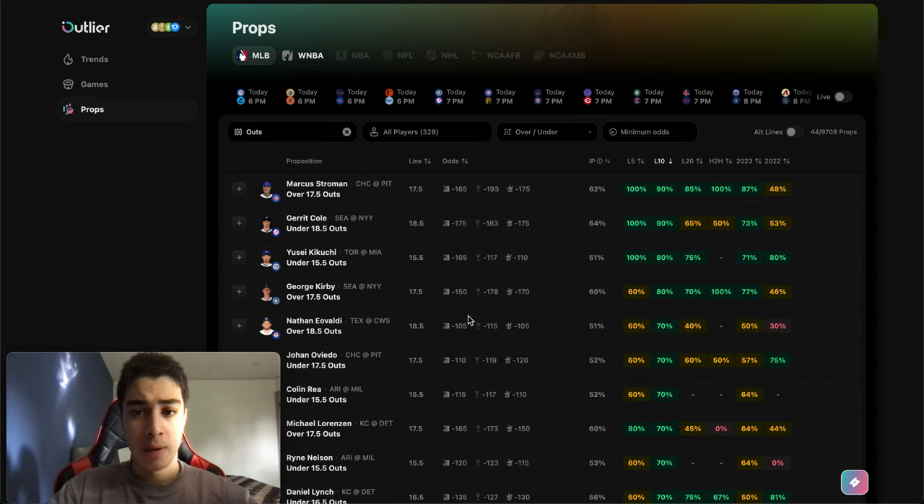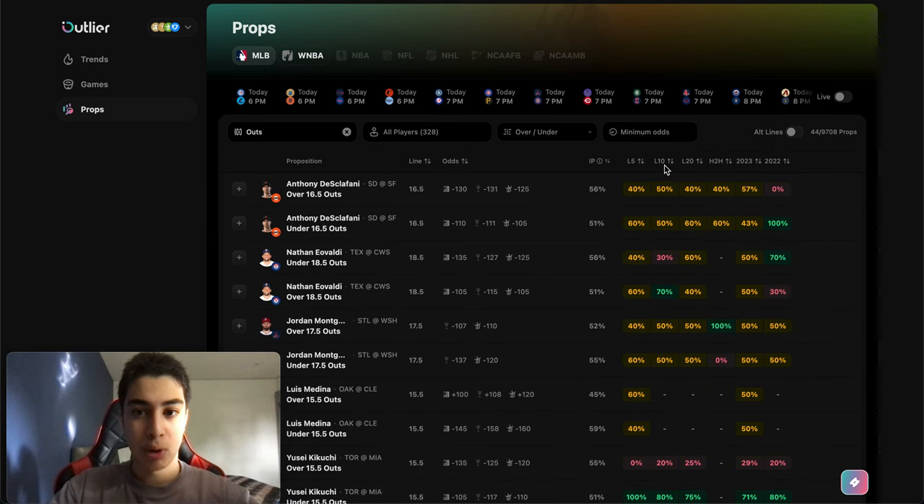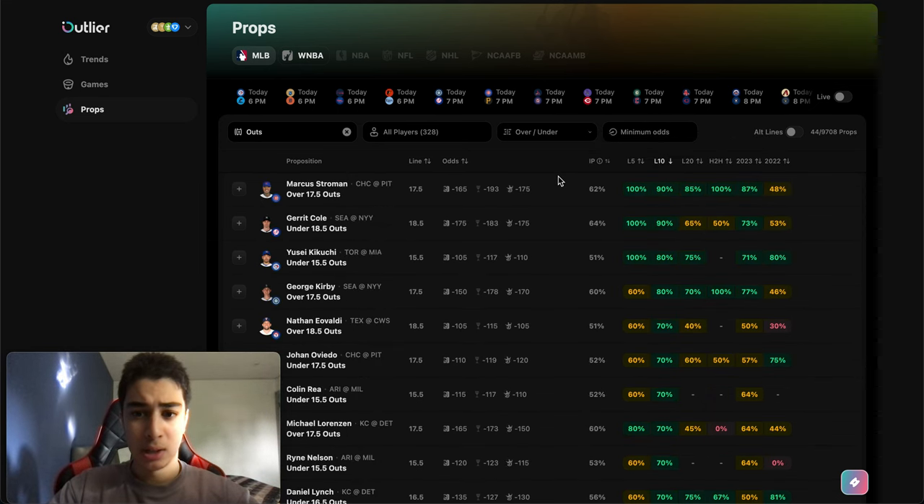Now that we're there, for pitchers, I like to look at last 10, sometimes even last 5. But we're going to go to the last 10 tab. As you can see, that was already pressed. So I like to look at any pitchers that have hit around 70% and above. But as we could see, both Gerrit Cole and Marcus Stroman have hit their line in 9 of their last 10. So let's take a look at Marcus Stroman first.